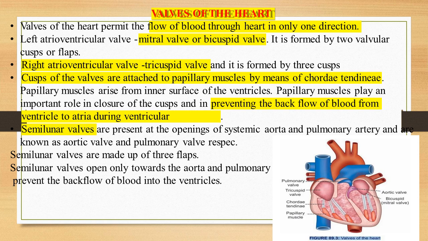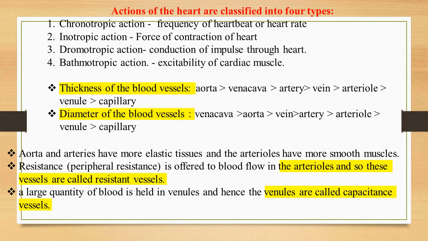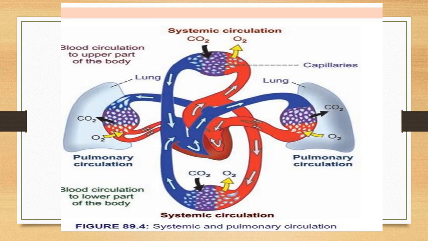The mitral and tricuspid valves prevent backflow into the atria, while semilunar valves prevent backflow into the ventricles. The heart's actions are categorized into 4 types, focusing on the frequency, force, and duration of heart activity. Blood vessel thickness and diameter are crucial, with arteries and arterioles offering resistance and veins acting as capacitance vessels. The systemic and pulmonary circulations are essential for oxygenating blood and distributing it throughout the body. This diagram illustrates the pathways and processes involved in these circulations.